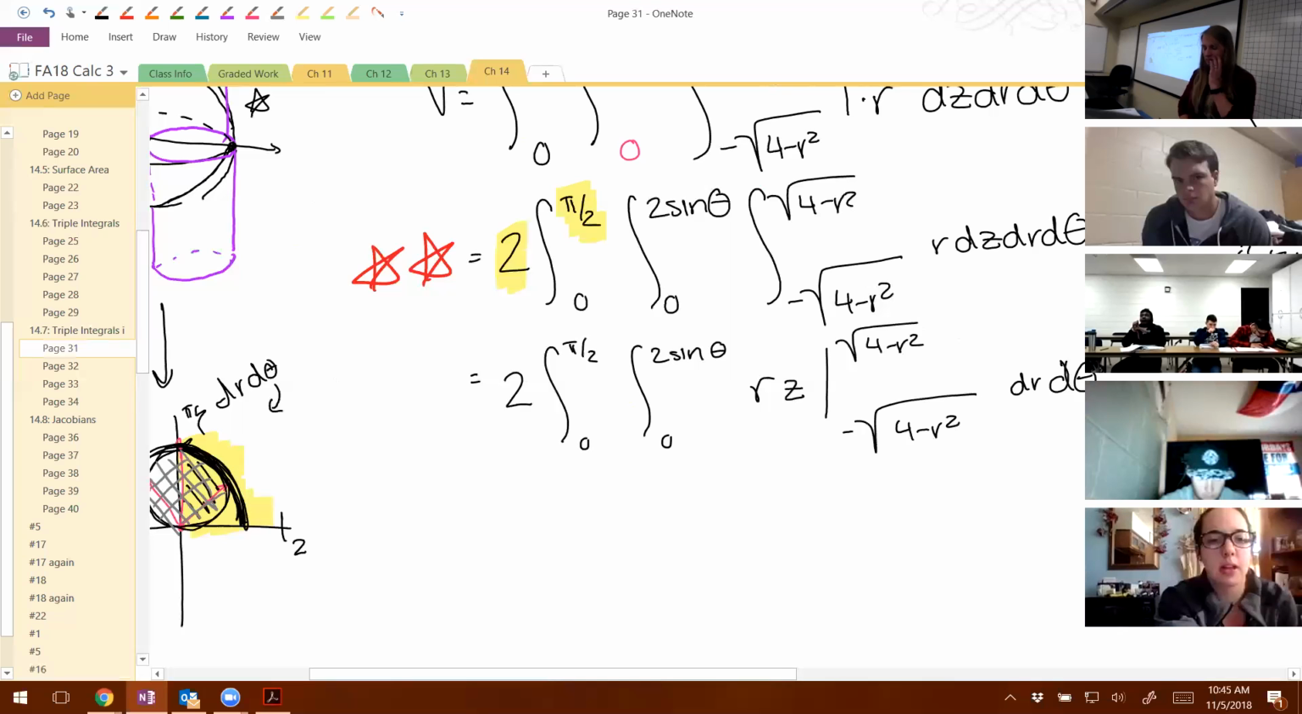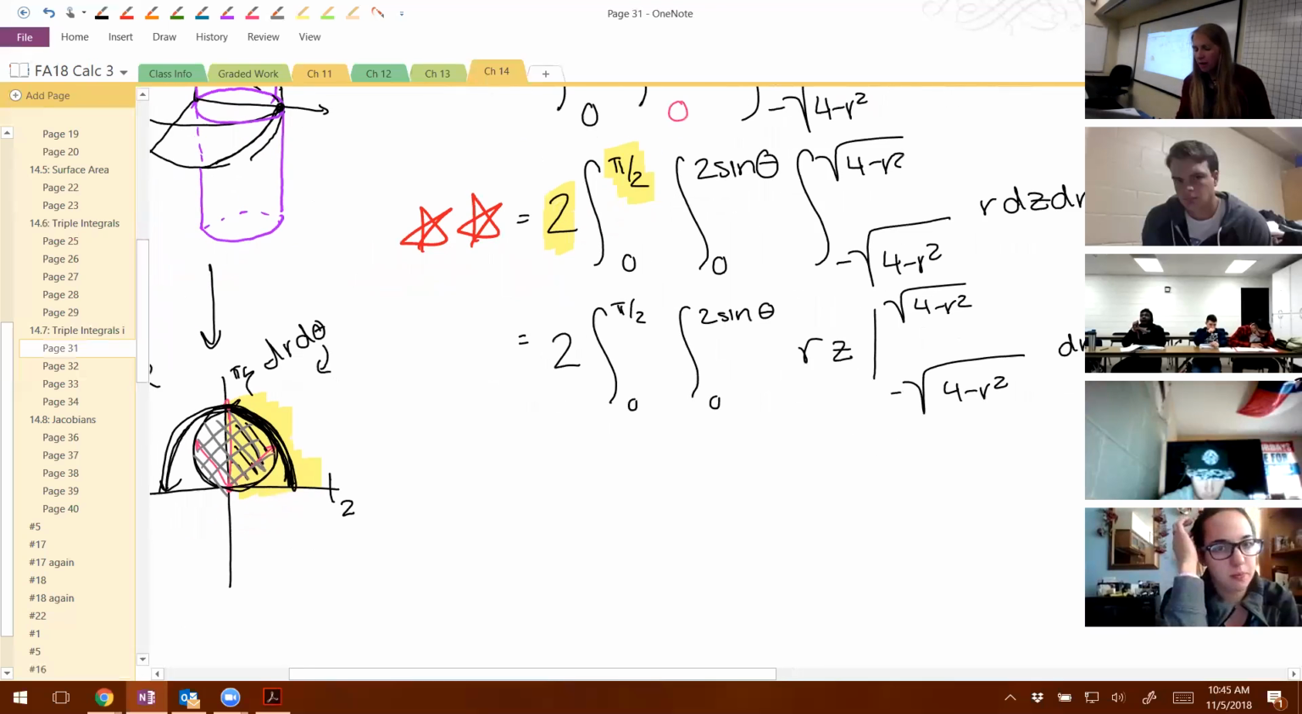Okay, but if you would have had the negative pi over 2 and then made it go to pi over 2, would that still give you the same answer? Well, negative pi over 2 isn't going to work because negative pi over 2 takes you down here.